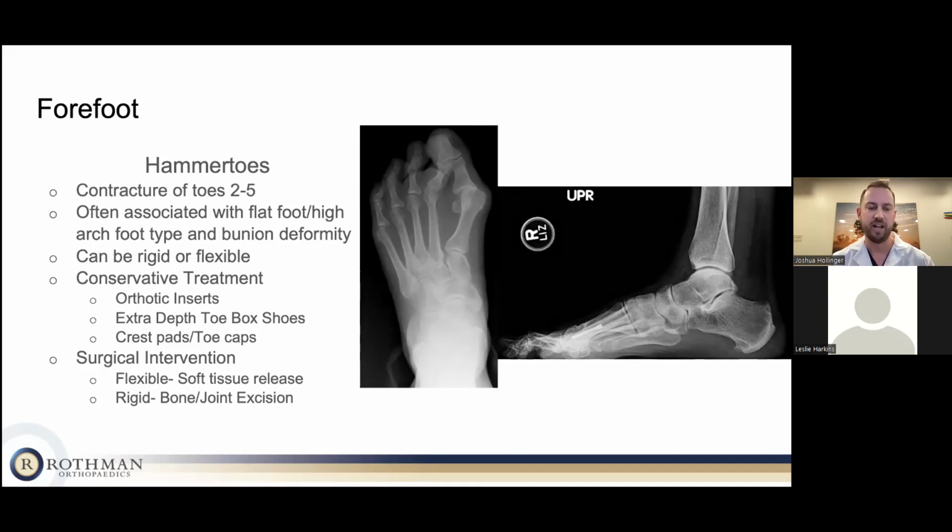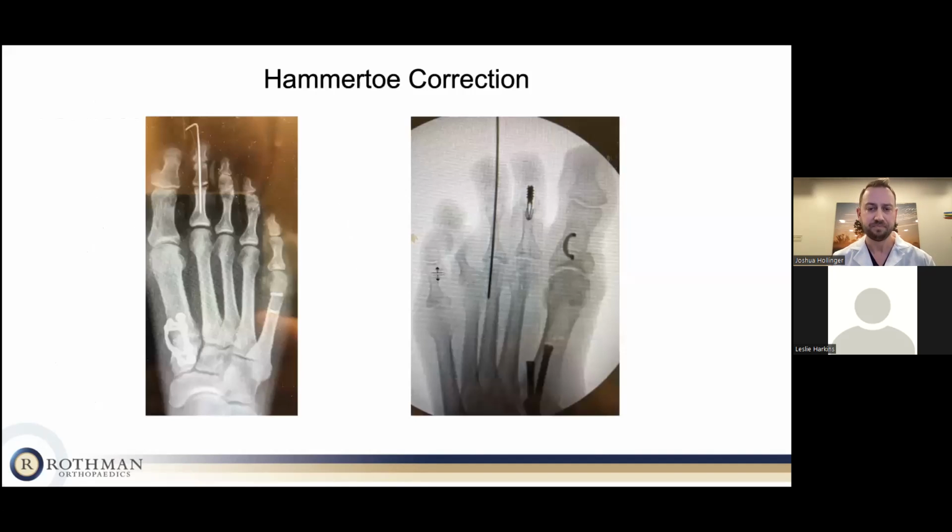When conservative treatment measures fail, we look to surgical procedures that are either soft tissue in nature for flexible hammer toes, or rigid, meaning that we may perform an arthroplasty, excising a joint, or even fusing that joint. In these photos here, there are some other procedures done back further in the midfoot, but you can see on these 3 hammer toe corrections.